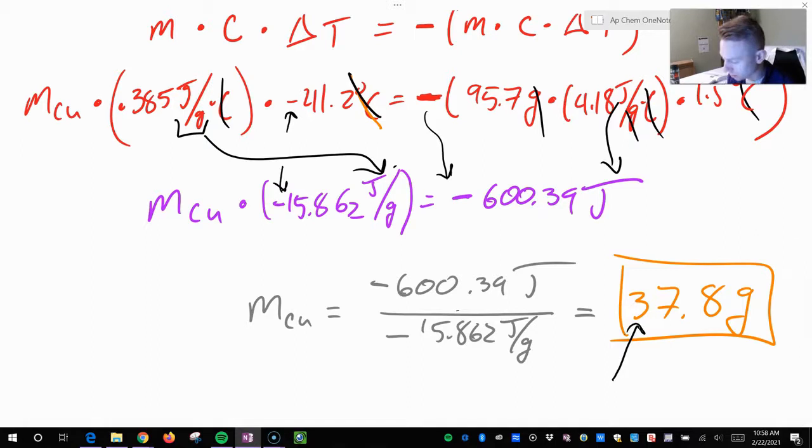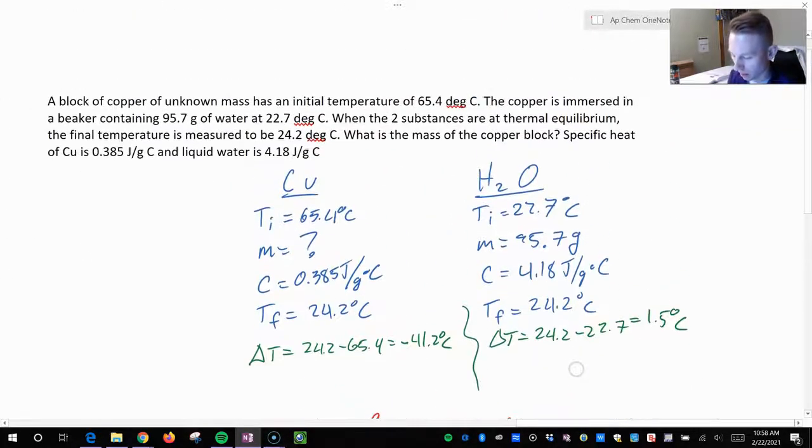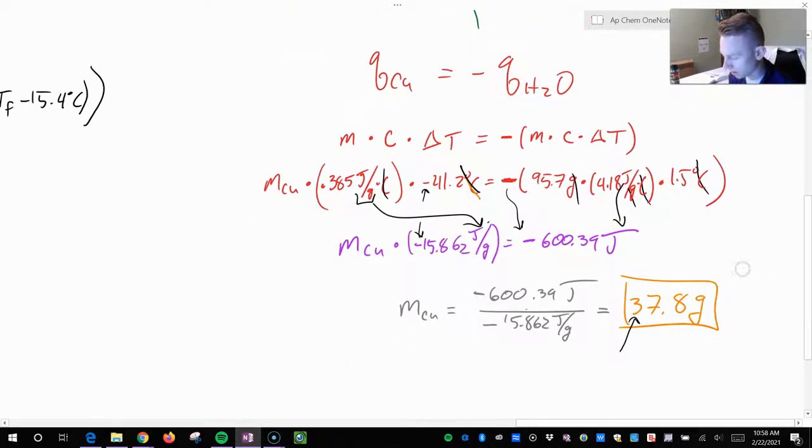And then I chose 3 sig figs for my answer because of the variables that were given in the problem. 3, 3, 3, 3, 3, 3. No question about it. There should be 3 sig figs in the answer. So I got 37.8 grams for copper, which, all right, there we go. Awesome. Let me know if there's any mistakes.